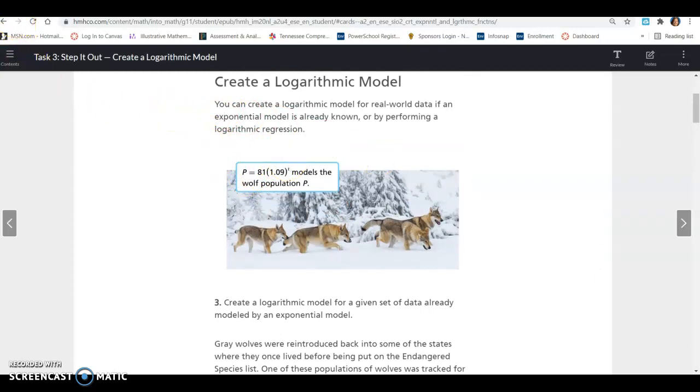All right, so that's how you can use your graphing calculator to create a model for an exponential or logarithmic function. If you have any questions, please let me know.